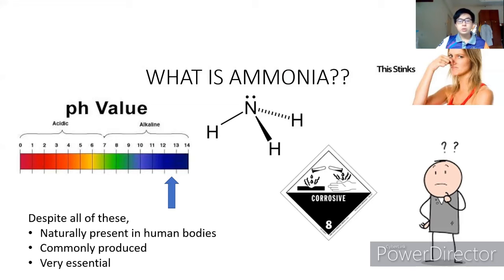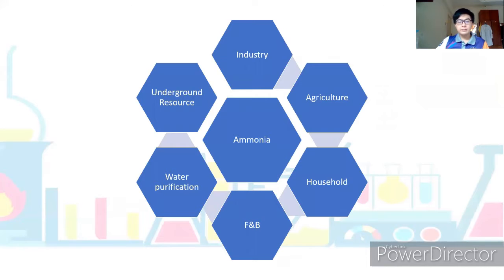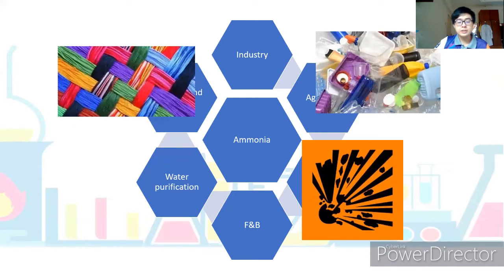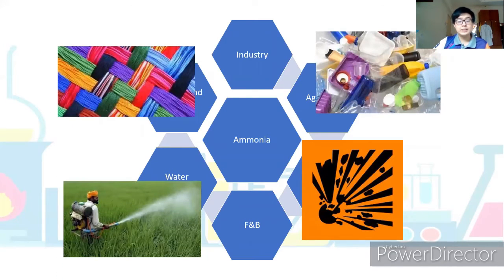So, what are the uses of ammonia? We can see here there are 6 main different places where we use ammonia: the industry, agriculture, household, food and beverage, water purification, and underground resources. Let's go through them one by one. In the industry, it acts as a source of nitrogen. So we use it to produce plastics, explosives, textiles, pesticides, and also dyes.